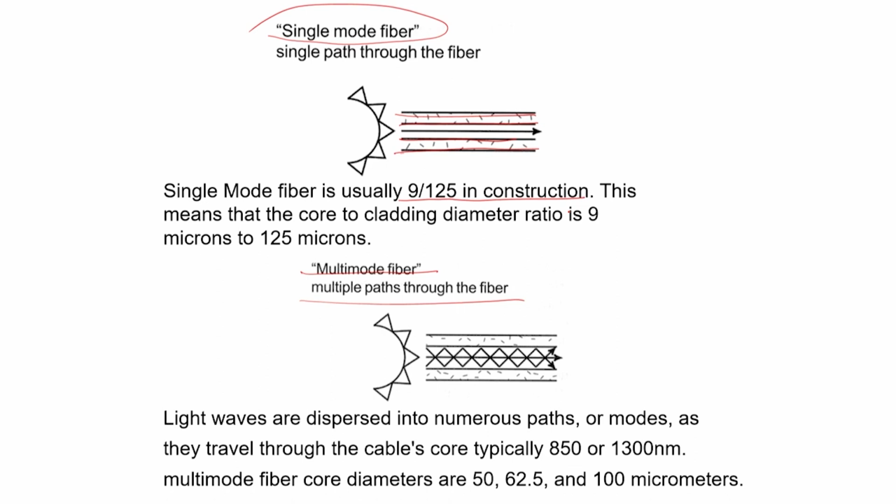Now, the multi-mode fibers, their core is much bigger, at 850 or 1300 nanometer, and the core diameters are 50, 62.5 and 100 micrometers. So, there are different types of cores that allow different types of modes passing through the system.